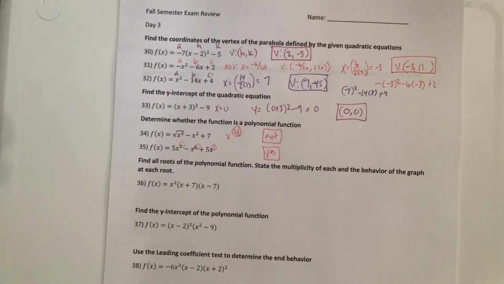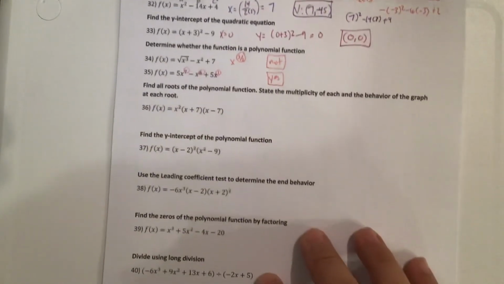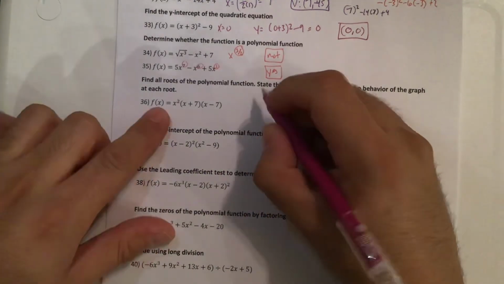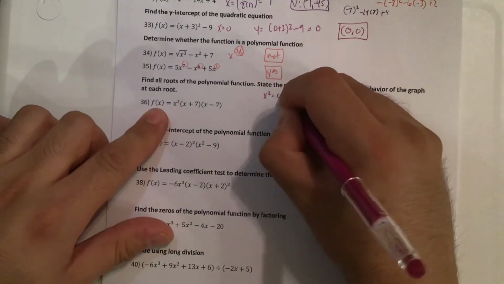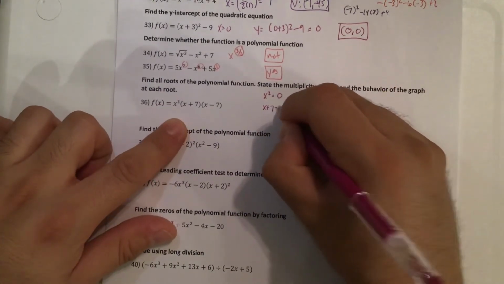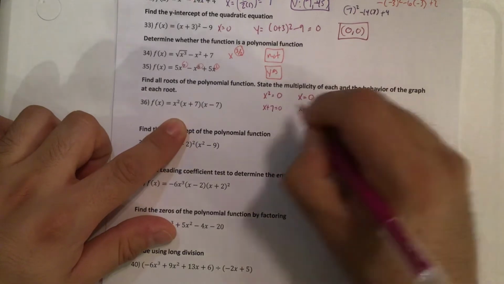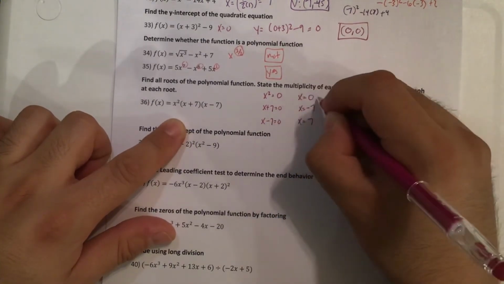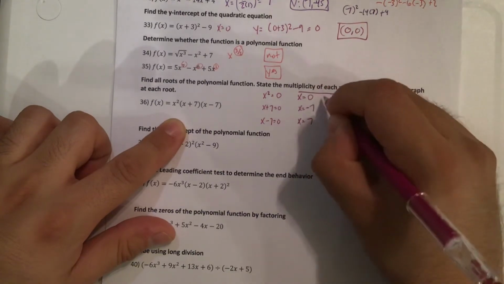All right, on to 36. It says, find all the roots of the polynomial function, state the multiplicity of each, and the behavior of the graph at each root. Okay, so we're going to find each solution. For the first one, we're going to say x squared is equal to 0. So x equals 0. For the second one, x plus 7 equals 0. x equals negative 7. And then x minus 7 equals 0. So x is equal to 7 when you move it over. So these are my solutions.